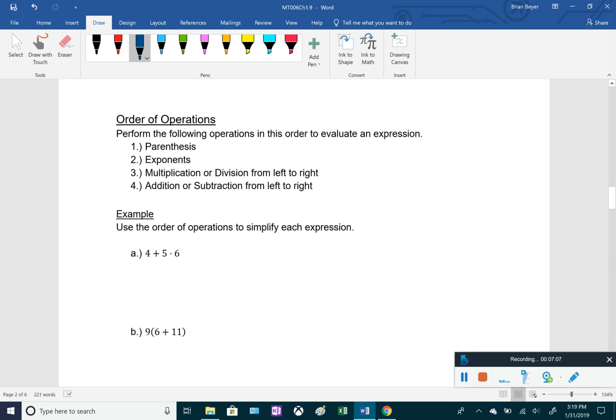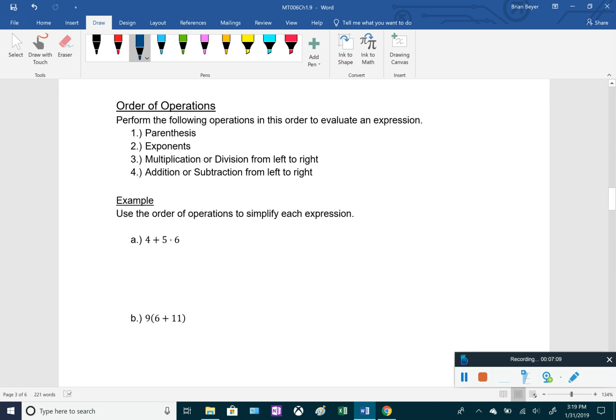Okay, so next for order of operations here. The way that we evaluate expressions matters, and we need to follow these orders of operations. We have to evaluate what's inside parentheses first. Next, we have to evaluate exponents. Then we have to evaluate multiplication or division from left to right, whichever one comes first. And then addition or subtraction from left to right, once again, whichever one comes first.